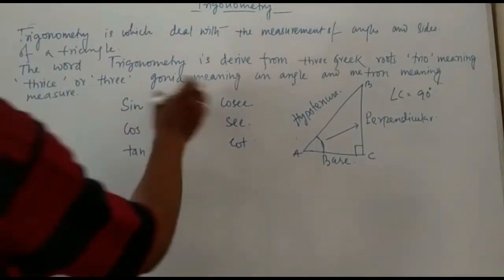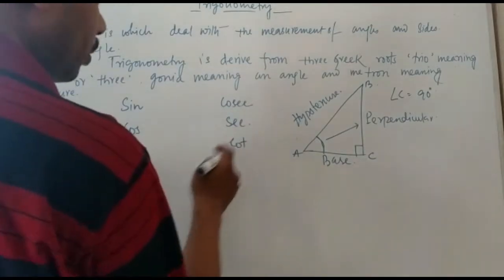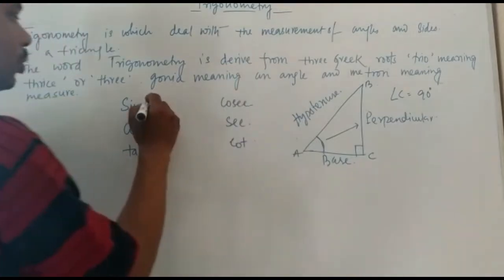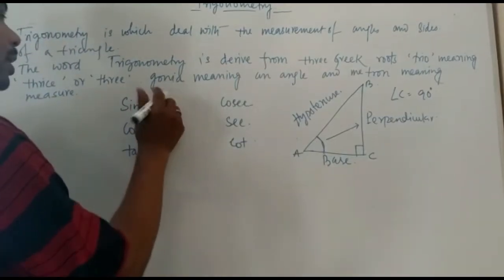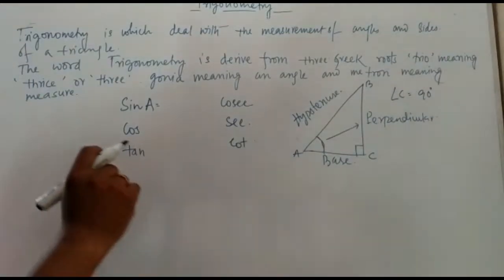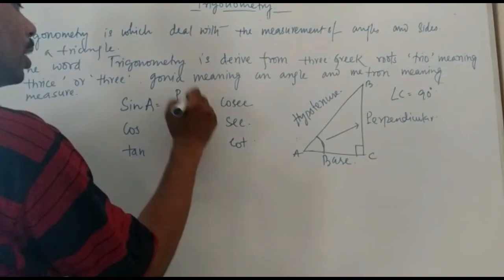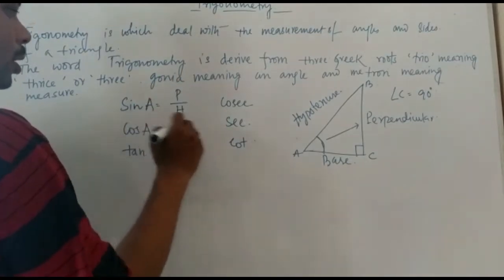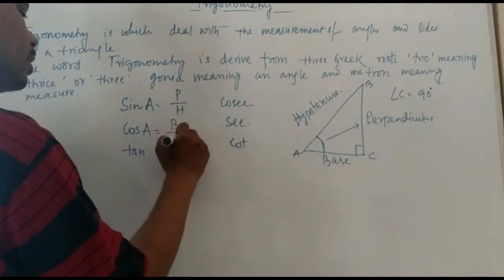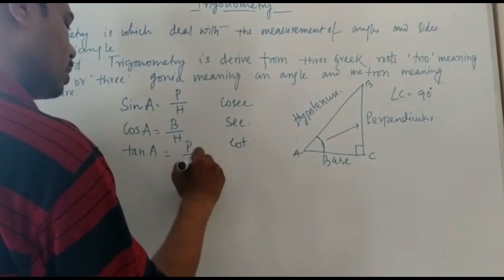Now there are six ratios: sine, cos, tan, cosec, sec, cot. Since we considered angle A, we write sine A. Sine has a specific ratio: perpendicular by hypotenuse, in short form P by H. Cos A is base by hypotenuse, that is B by H. And tan A is perpendicular by base.